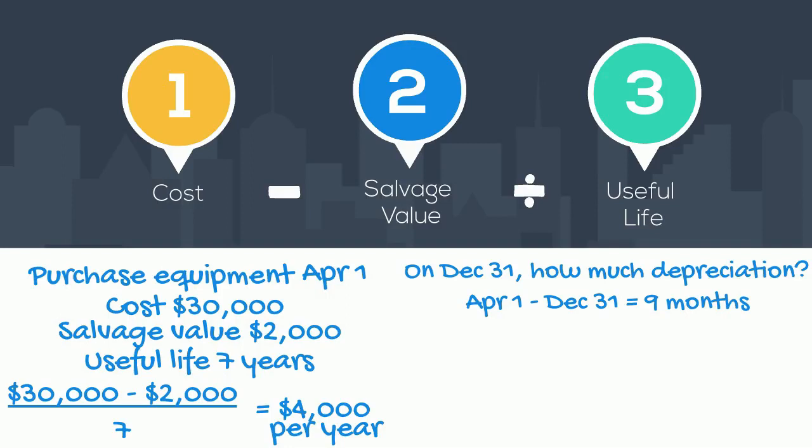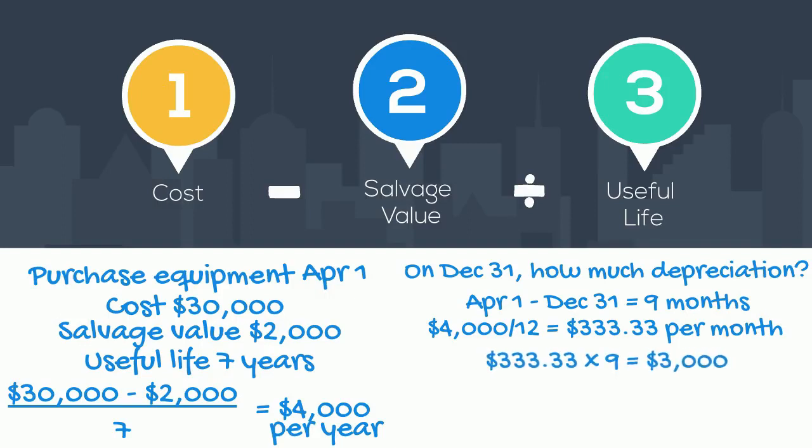To determine this amount, we can take the $4,000 and divide it by 12 to get a monthly amount. We already know what this is from the last example, right? The monthly amount is still the same as well, $333.33. The only thing that changes is how many months this year we can record. Instead of recording 12, we only record 9. That totals up to $3,000 this year.